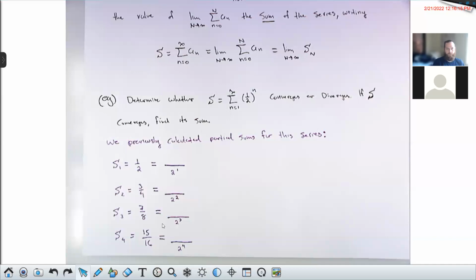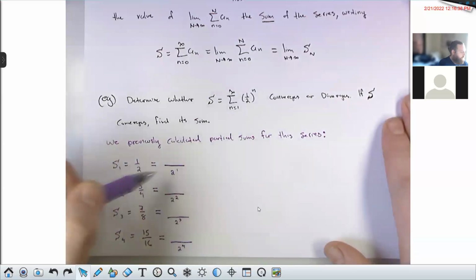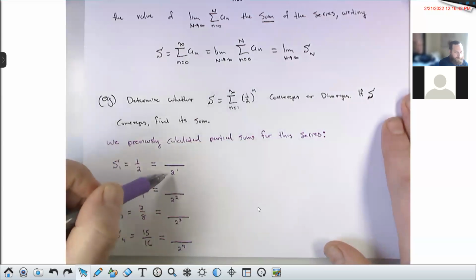Promise, not a trick question. The relationship between 1 and 2, between 3 and 4, between 7 and 8, between 15 and 16. Yeah, it's 1 less. I swear, I'm not trying to trick you. So the numerator is always 1 less than the denominator. The denominator is always a power of 2.